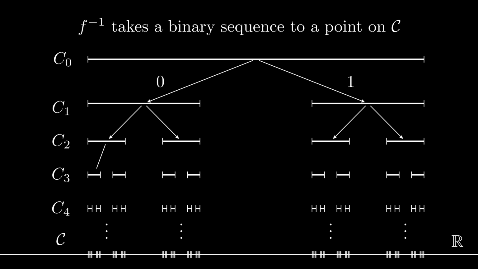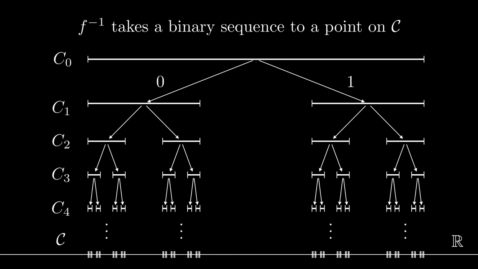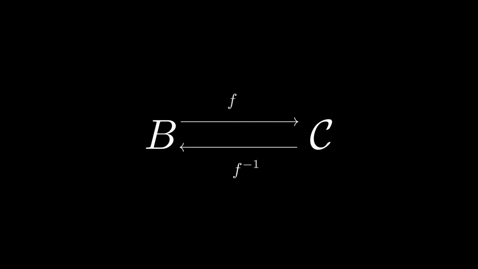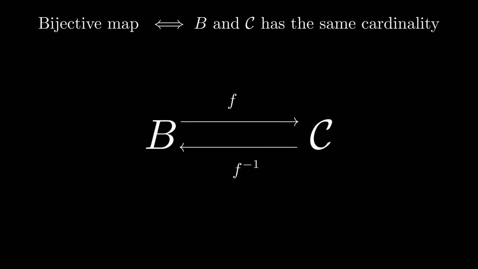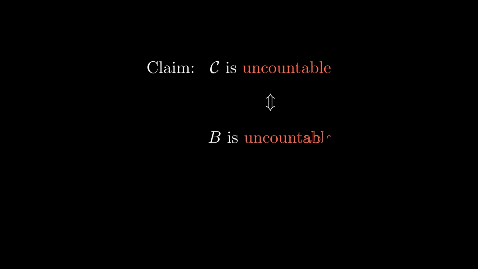If the next number in the sequence is 0, then move to the left interval in the next iteration, otherwise go to the right one. Recall that a map which has an inverse is bijective, so f is bijective, meaning that B and C have the same cardinality. And now most of the work is done, since we can once again use Cantor's diagonal argument to show that B is uncountable.